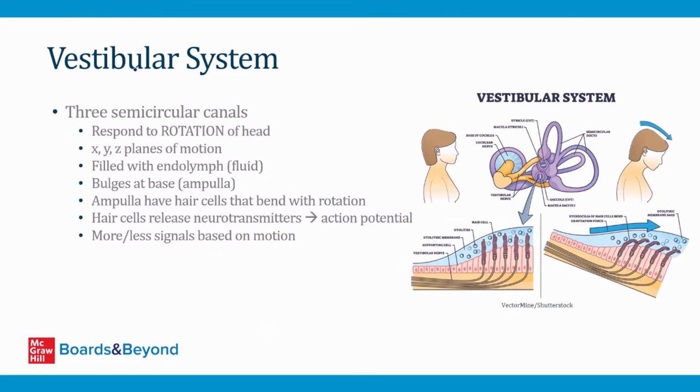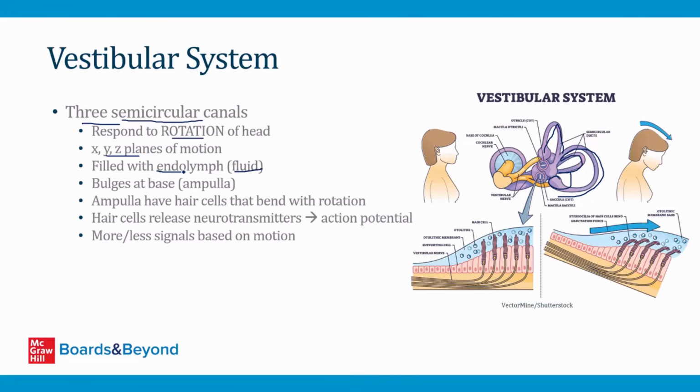So you can think of the vestibular system as having two functional components, and the first one are the semicircular canals. There are three of these. If you look at this drawing on the screen here, I'm marking the three semicircular canals with my pen. They're these big loops. They have a bulge at the base called an ampulla. And the job of the semicircular canals is to respond to rotation of the head in the X, Y, and Z planes of motion. So basically, these three semicircular canals are filled with a fluid called endolymph.